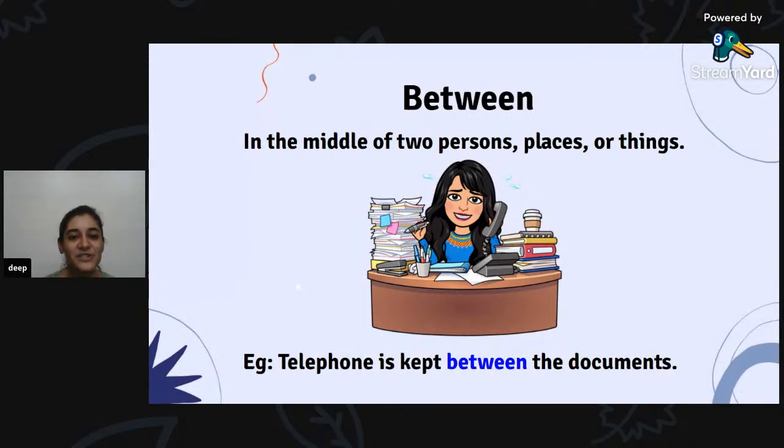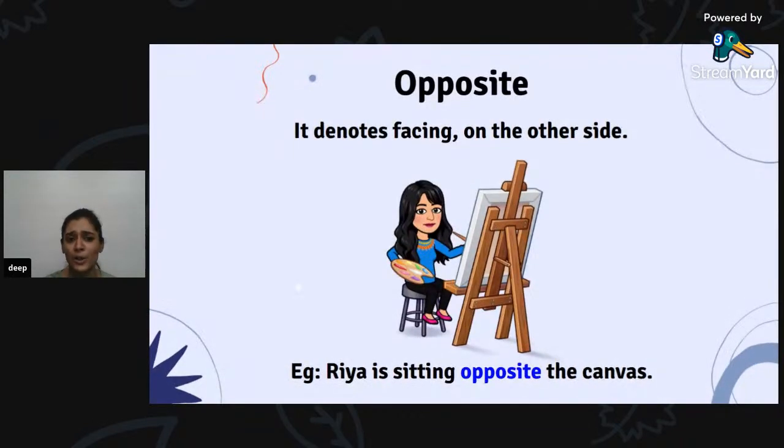The next preposition is opposite. It denotes facing on the other side. For example, Priya is sitting opposite the canvas. So you can type opposite in the chat box below.